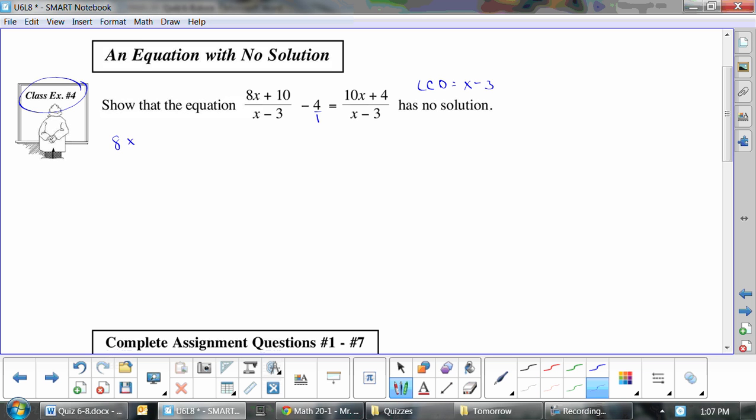So we go plus 10, x minus 3, minus 4, x minus 3 is equal to 10x plus 4, x minus 3. Okay, so these cancel out. So this makes our life way easier now. We don't even have to FOIL anything. We do have to distribute this negative 4 to everything, so there and there. But that shouldn't be a problem.